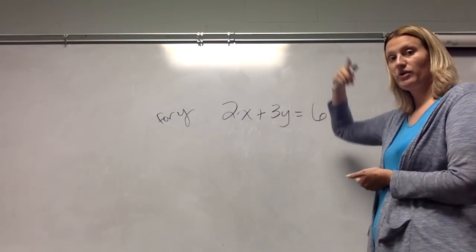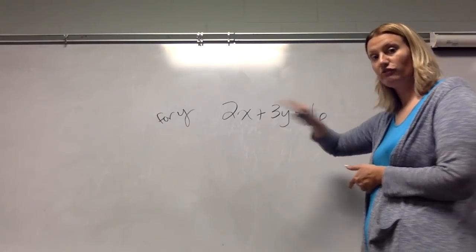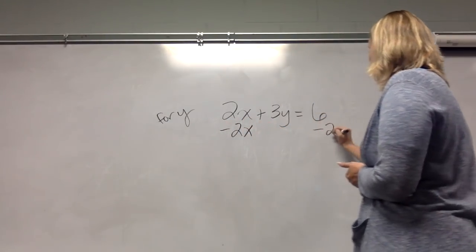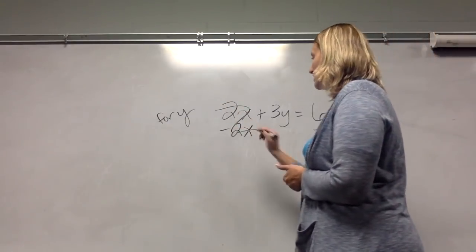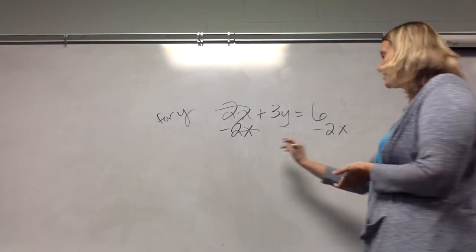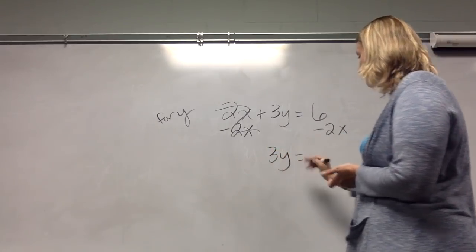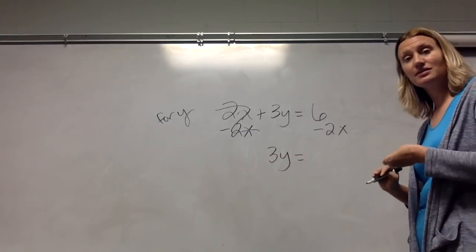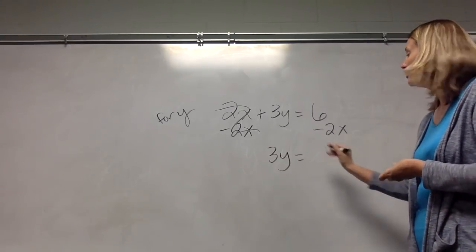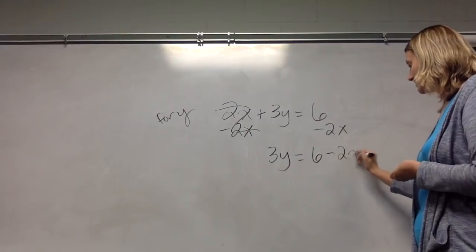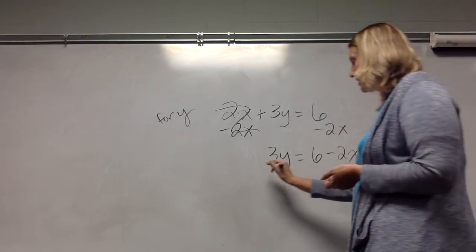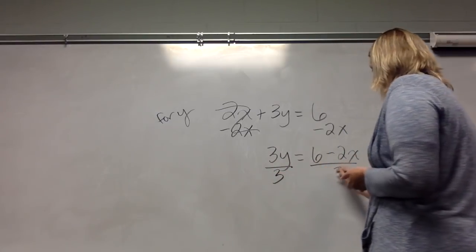So order of operations in reverse, I undo the addition first with subtraction. So I will subtract 2x, balance my scale. Again, that will zero all of that out, so I'm left with 3y. Again, over here, these are not like terms. I cannot take 6 minus 2 and call it 4. So I need to just write 6 minus 2x. Now, undo multiplication with division. I will divide by 3.